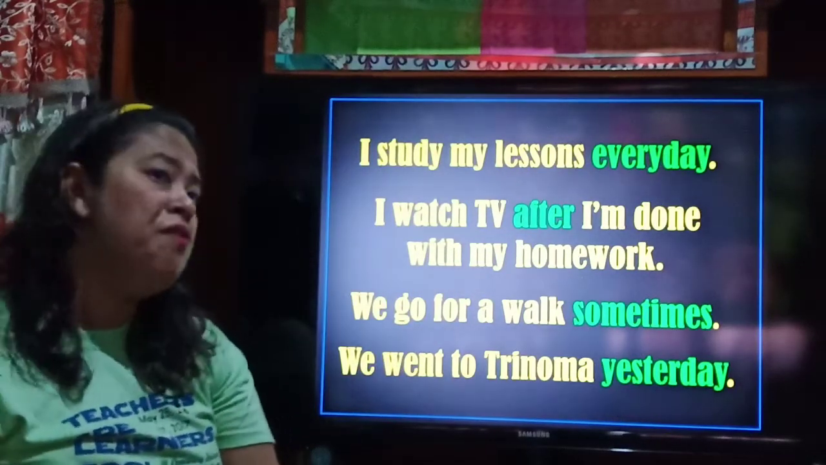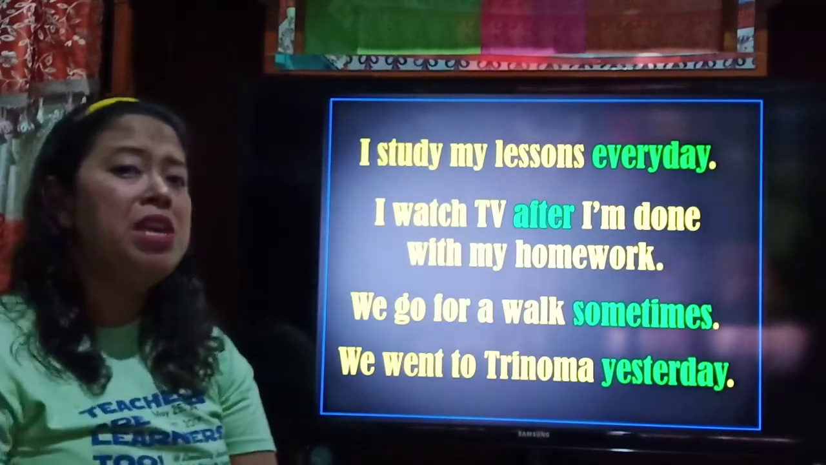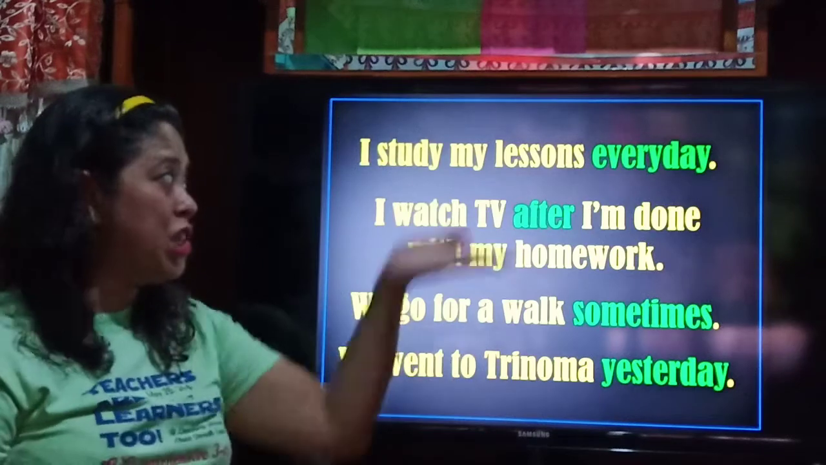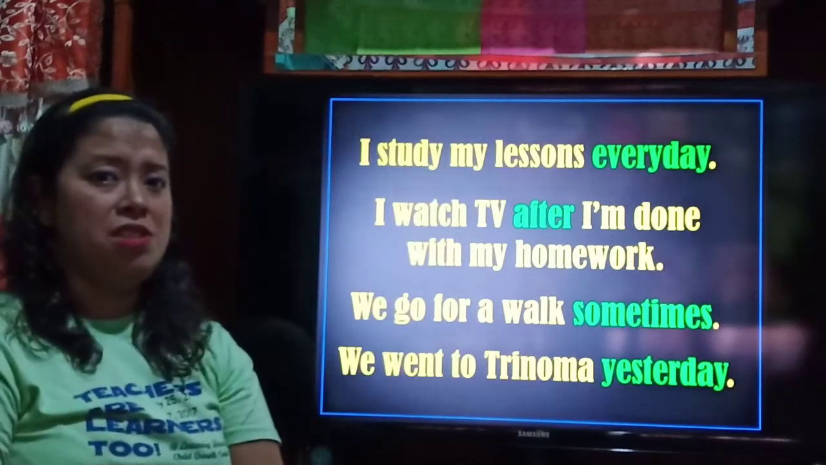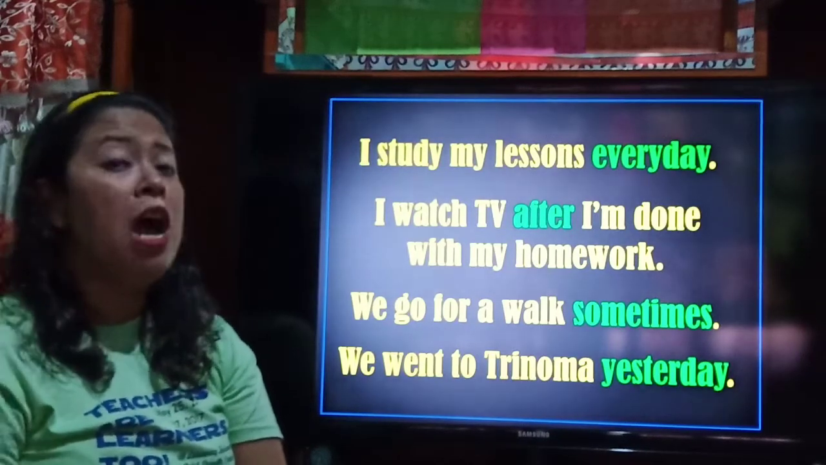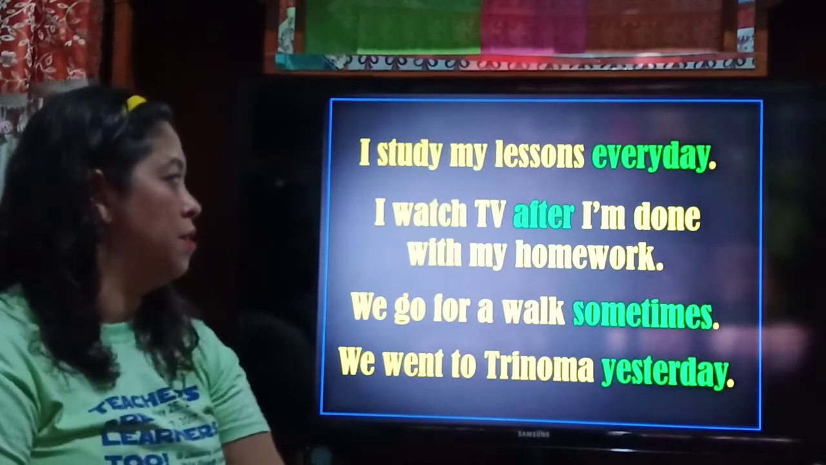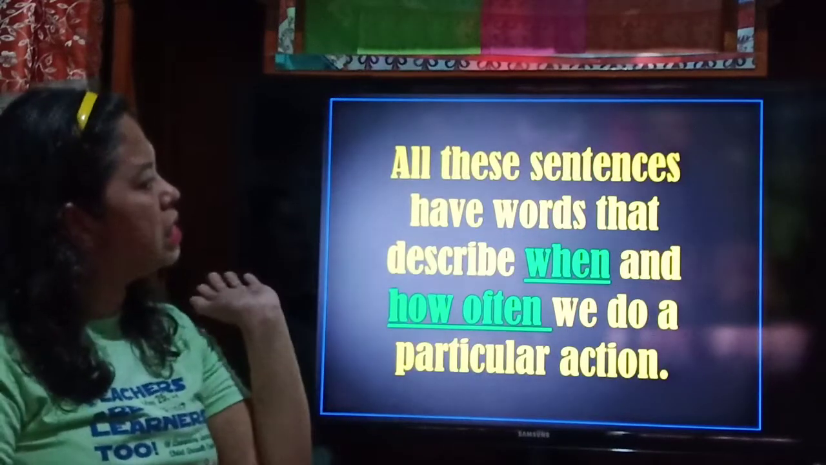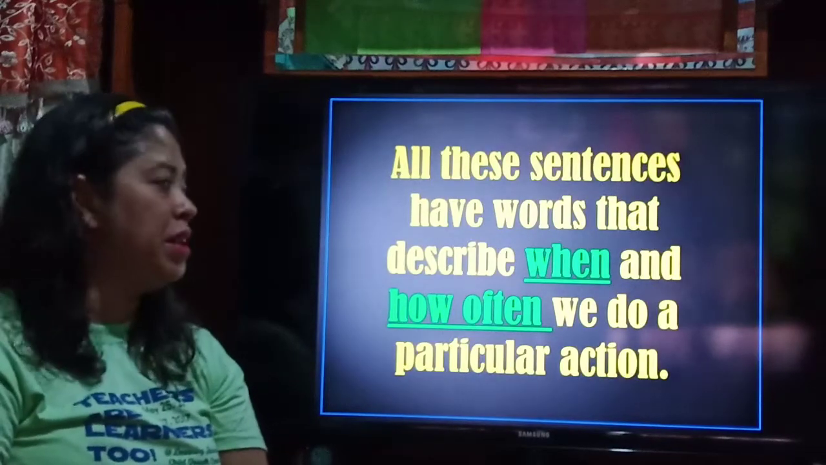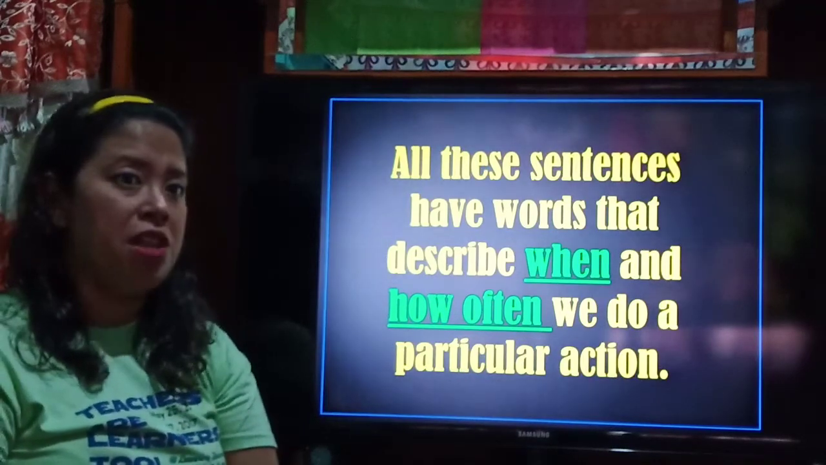It doesn't mean that if your sentence is different from the sentences here, you're wrong. No. I will consider any sentence you've made as long as it has a word just like the highlighted ones, those words that say when and how often an action is done. As long as those words are in your sentence, then your sentence is correct. All these sentences have words that describe when and how often we do a particular action. So those are the highlighted words in green.